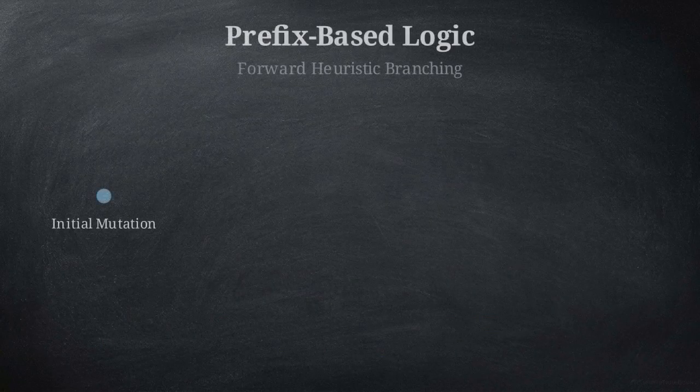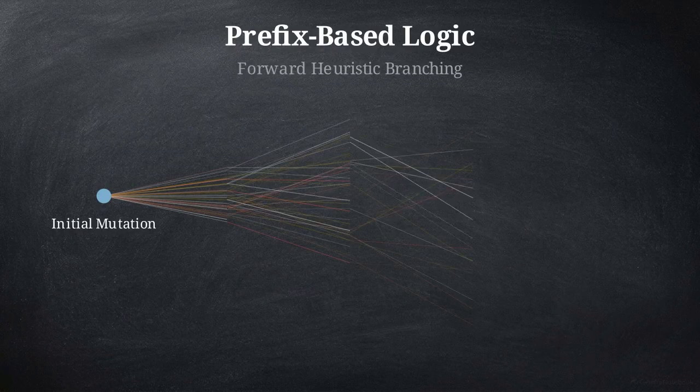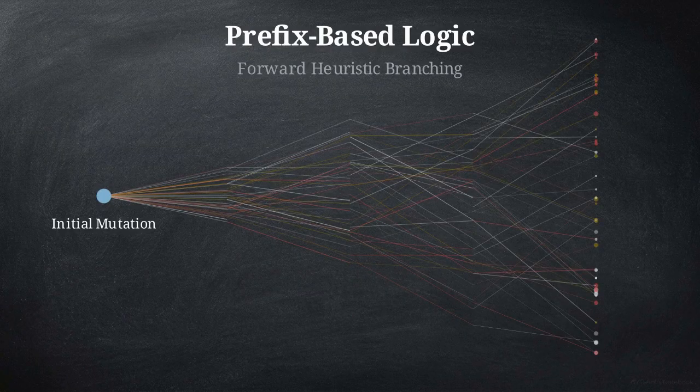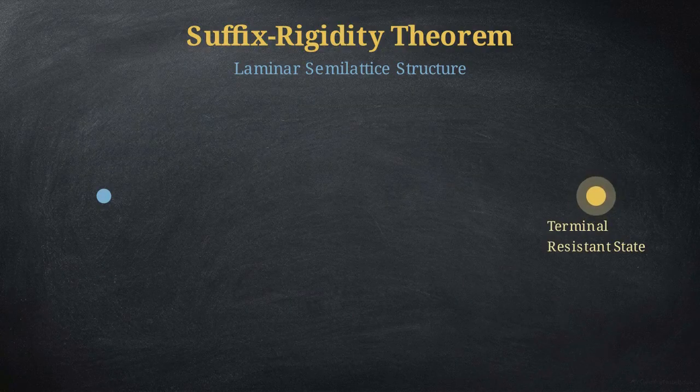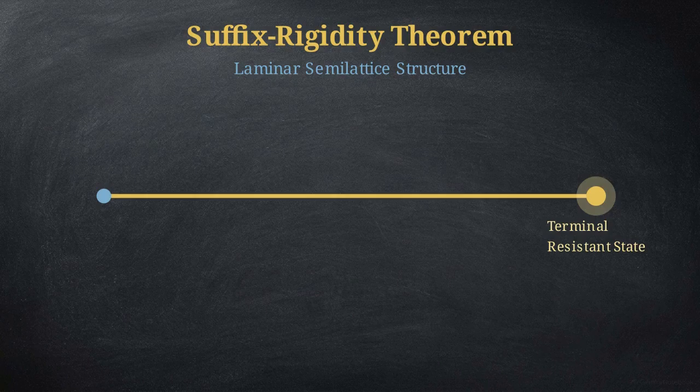This diagram shows the order convention bug in older models. They used prefix-based logic, starting with an initial mutation on the left and trying to guess the future by branching forward into dozens of uncertain, fragmented endpoints. The suffix rigidity theorem reverses the flow. It tracks backward. By starting from a known terminal resistance state on the right, it traces a definitive line backward to determine its exact origin and the sequence of differentiation that created it.